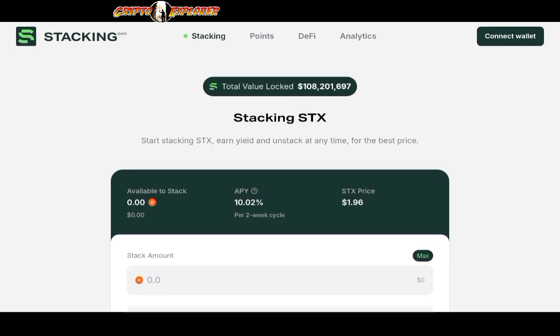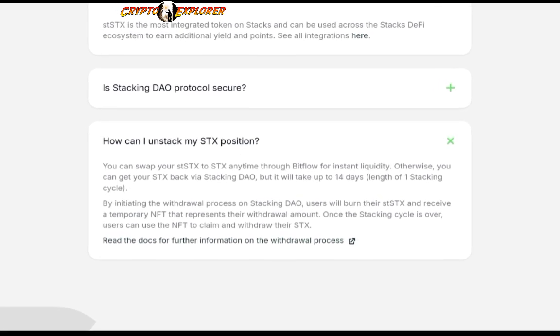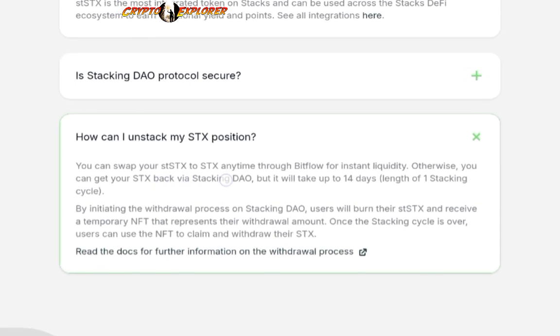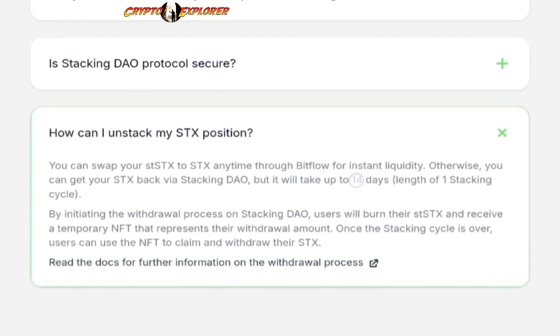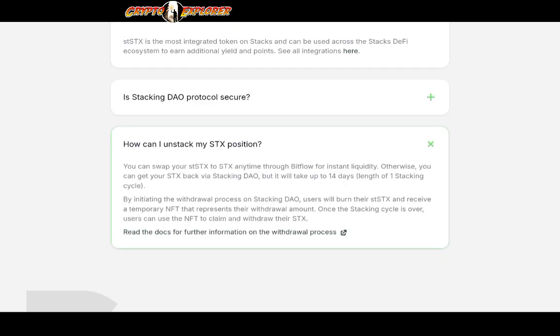In return, we get to earn yield, and also we keep our assets liquid in the shape of stSTX. You can also see there's a 2-week cycle that it's granting an APY of over 10% right now. Quick reminder, if you want to unstack your STX position, you can simply swap your stSTX back to original Stacks STX at any point in time through BitFlow, which is a protocol we will cover also later on. And you can do that at any point in time for getting instant liquidity.